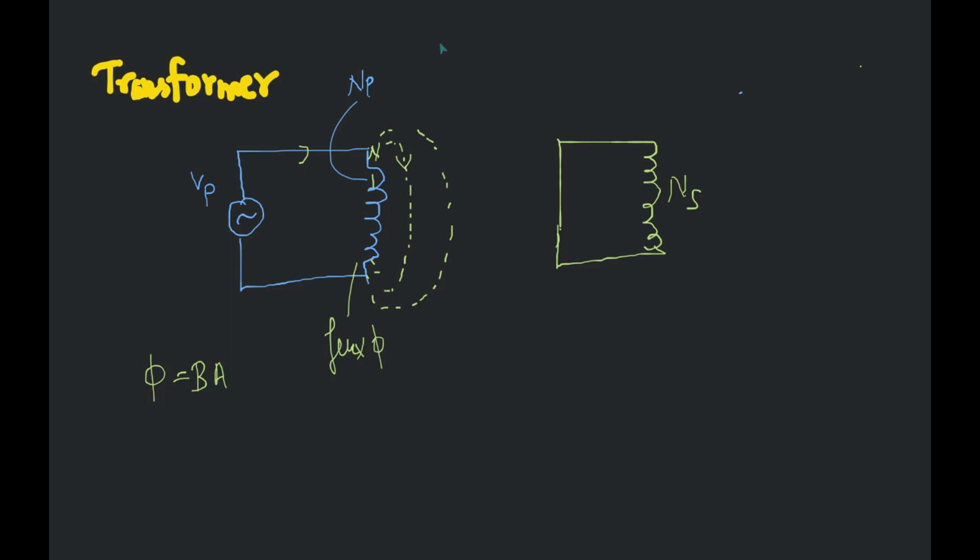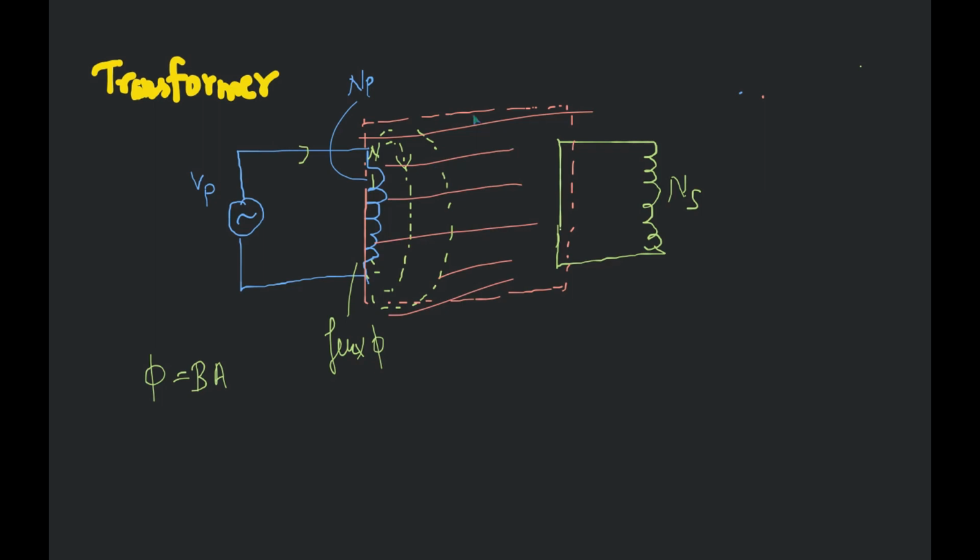One second. Like I connect this primary coil to this coil by some soft iron core. This is the soft iron core. Because of this soft iron core, the flux also changes with a high value, and the voltage across this is Vp.